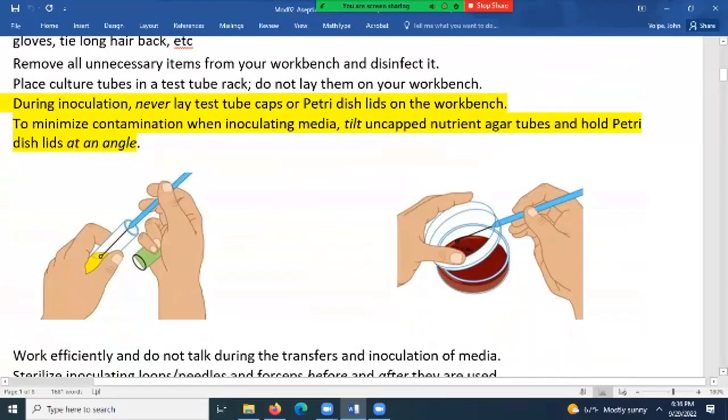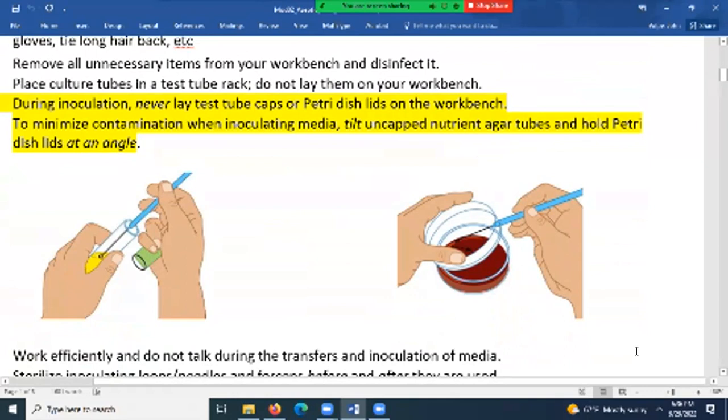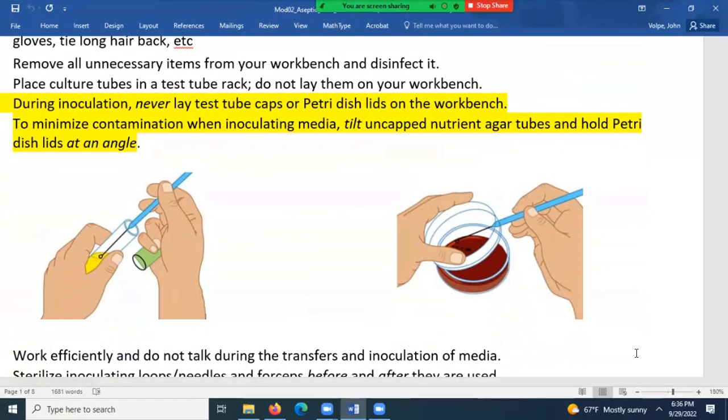So during inoculation, never lay your test tube cap down on the workbench. I don't think I can take this off, but I can go like that. I don't know if you can see that. Never lay it on the workbench. Always hold on to it. This is a test tube, obviously, pretend it's a test tube, and we take off the cap.